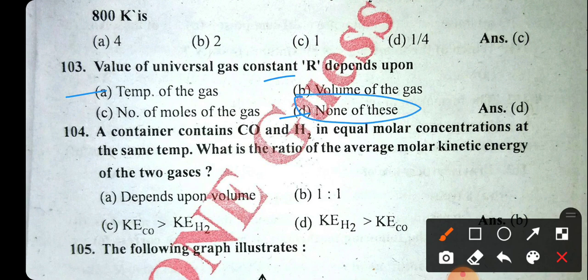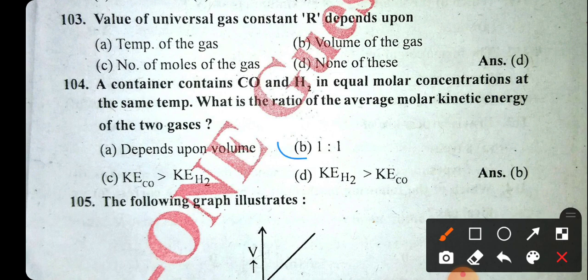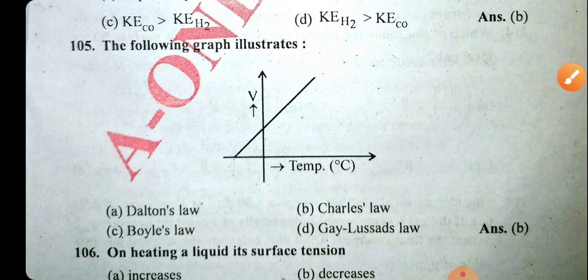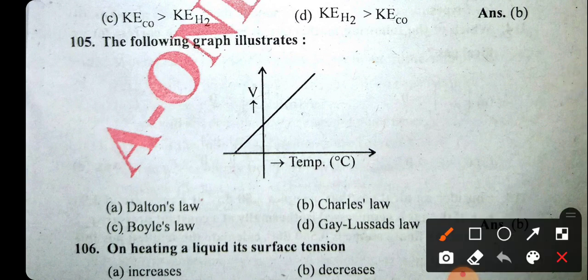Okay. Now the next question is, a container contains CO, that is carbon monoxide, and H2, that is hydrogen, in equal molar concentrations at the same temperature. What is the ratio of the average molar kinetic energy of the two gases? That is 1:1, because they carry the same number of molar concentrations. Now the next question is, the following graph is showing which law? It remarks the Charles law. Option B will be the right answer.